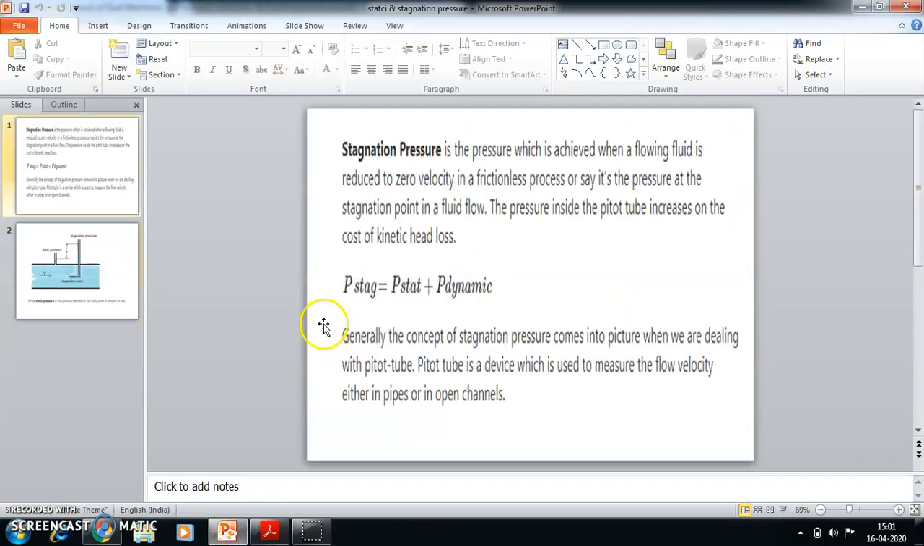Now see that. Static or stagnation pressure is a pressure. What is stagnation pressure? It is a pressure that is achieved when a flowing fluid or the flowing liquid is reduced to zero velocity by a frictionless process. So that is what you are doing actually in the Pitot tube, right? You are placing that 90-degree bend and you are taking that point 2 where we are assuming that velocity at that particular point 2 is equal to 0 in the derivation. So that is the stagnation pressure that you are achieving. So the pressure inside the Pitot tube is increased only because the kinetic energy is converted into pressure energy. That is what is done.